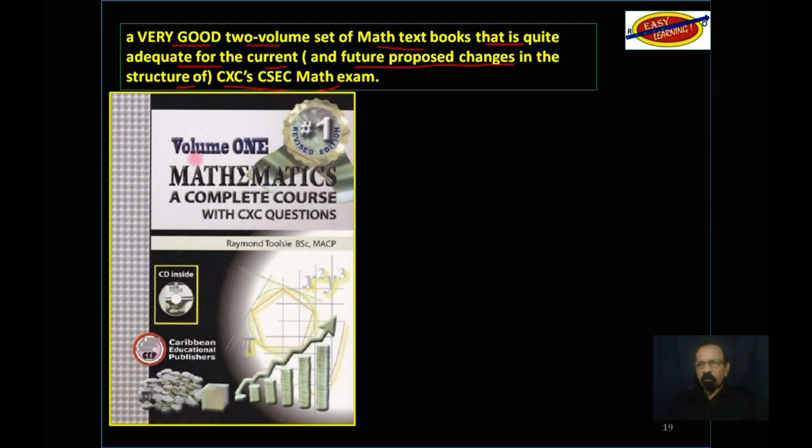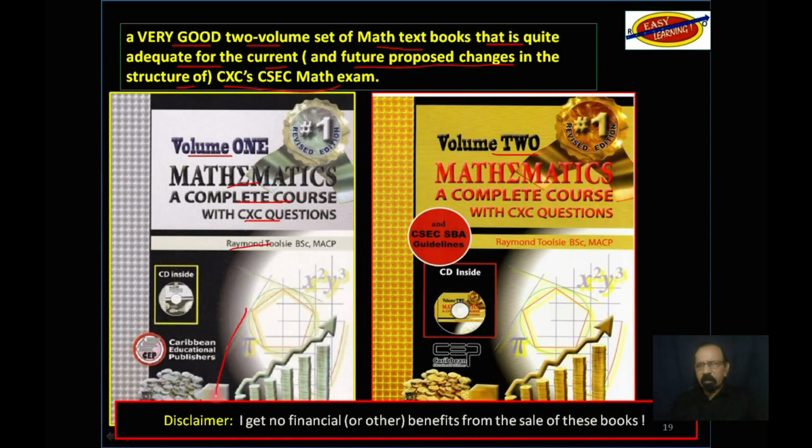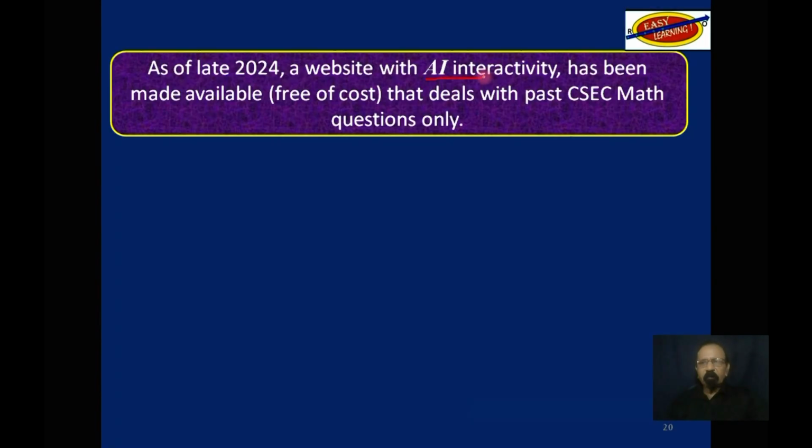This is a picture of volume 1, Mathematics, a Complete Course with CXC Questions by Raymond Tulsi. And this is a picture of volume 2. Please note this disclaimer down here. I get no financial or other benefits from the sale of these books.